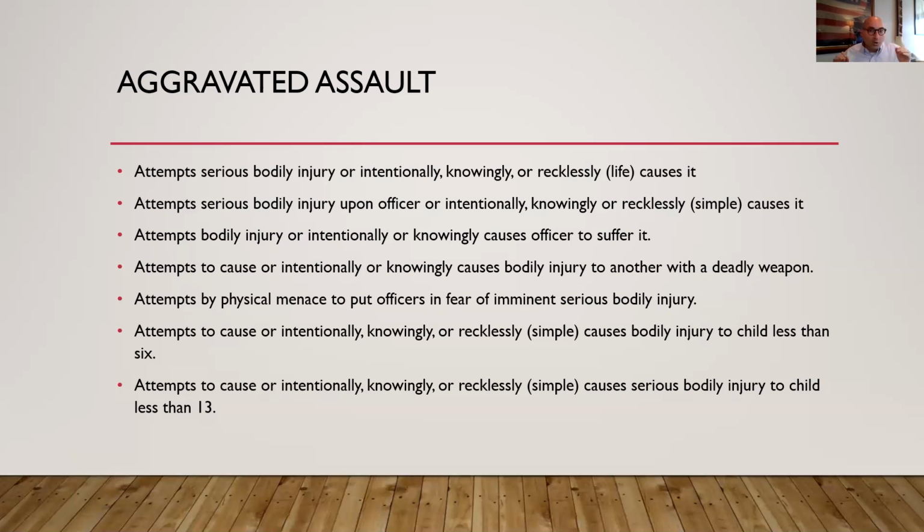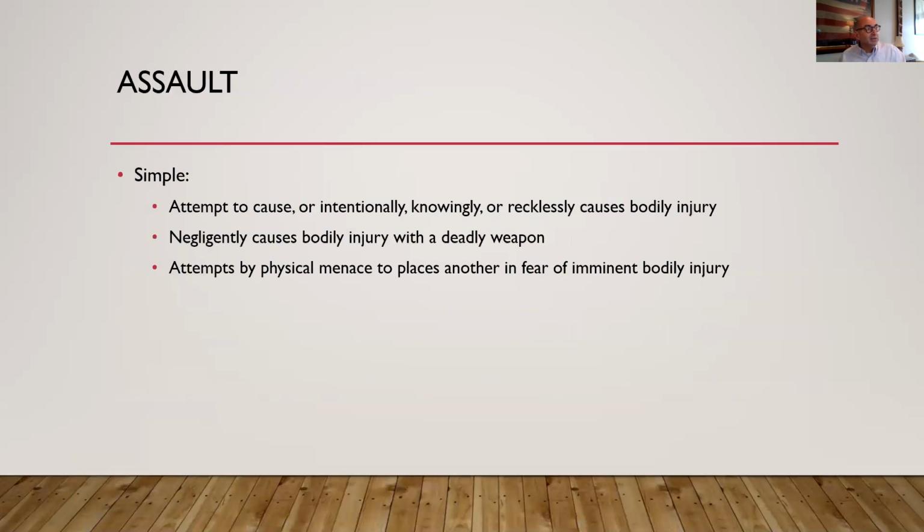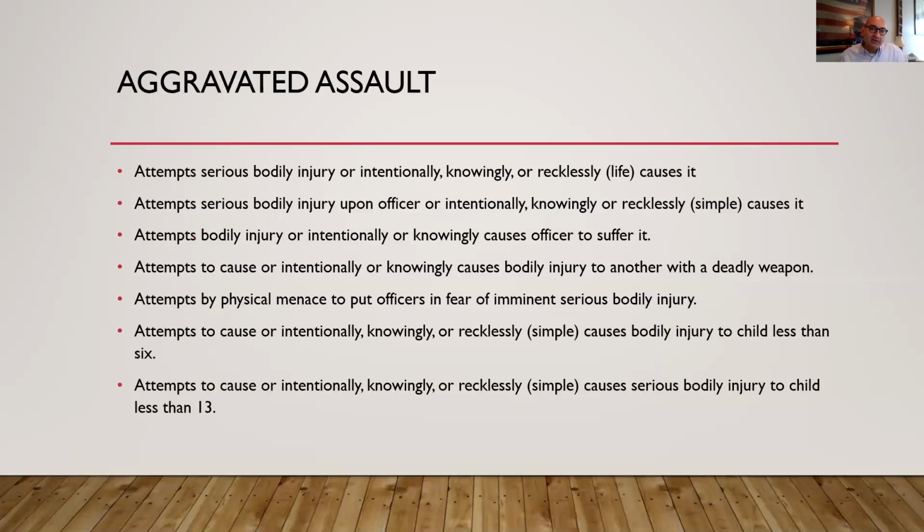So now, ordinary bodily injury, go back to the previous slide, if you negligently cause bodily injury of any sort, however minor, with a deadly weapon, then you are guilty of simple assault. But if your mens rea is intentional or knowing, you're now at the level of aggravated assault. Attempts by physical menace to put an officer in fear of serious bodily injury, that's aggravated assault.